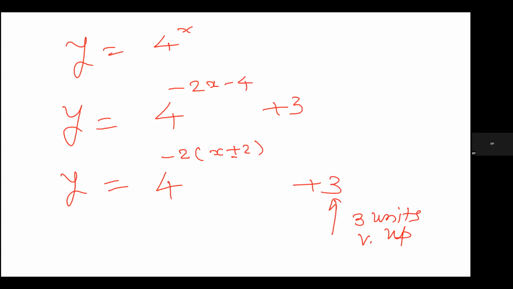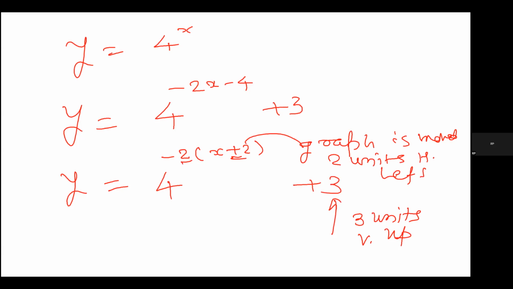This tells you that the graph is moved 2 units horizontally left, and this is your horizontal compression by 1/2, and this is the reflection on the y-axis. When this is negative, that is the reflection on the y-axis. So you can draw the graph of this.